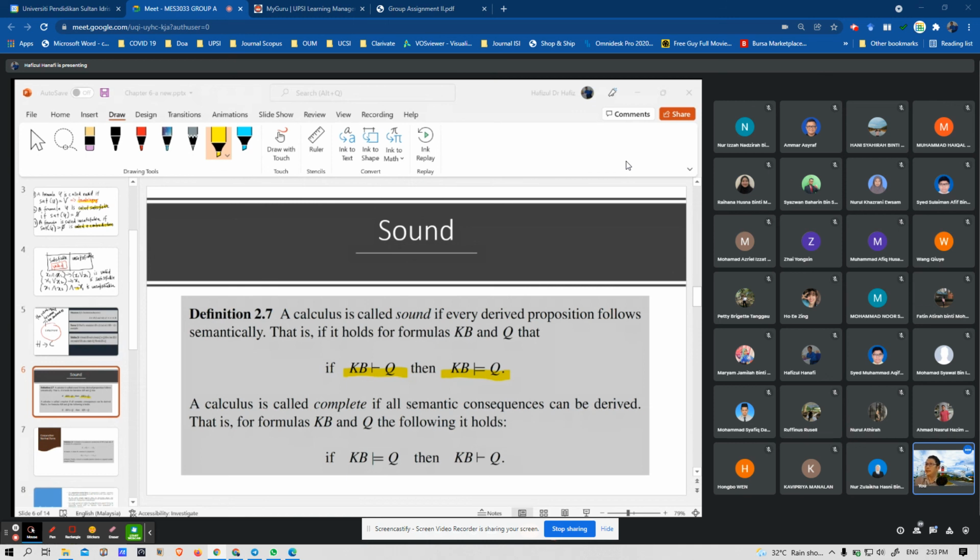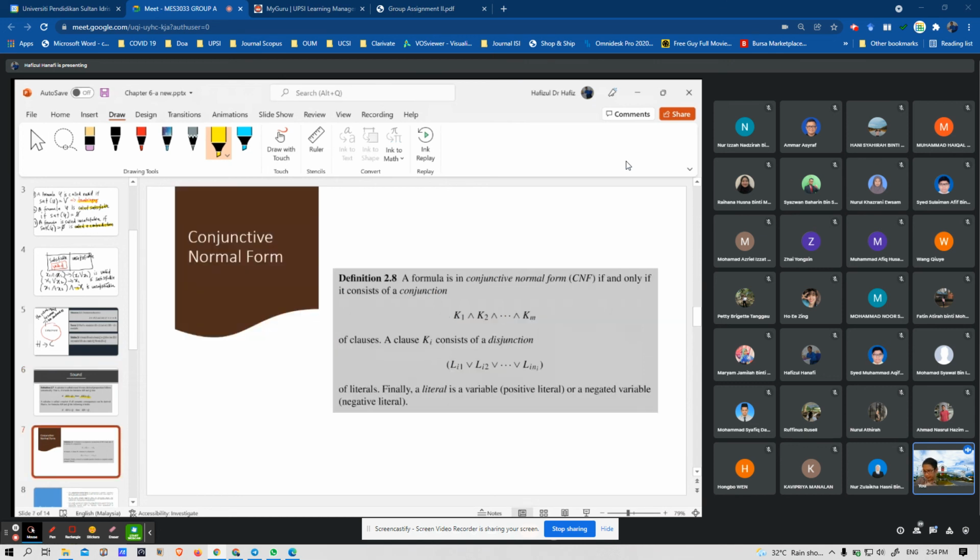And then a calculus is called complete if all semantic consequences can be derived. That is, the formula in the knowledge base and Q following holds. That one is for soundness, and then we have the CNF, conjunctive normal form.